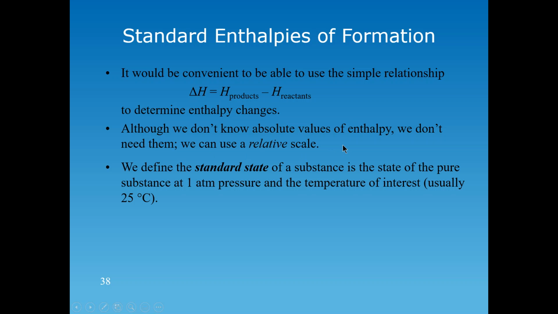And the relative scale is based on what we call a standard state for a substance, right? So first we have to define what the standard state of a substance is in this context. And here's the definition right here. It is a state of the pure substance at 1 atmosphere pressure and the temperature of interest, which is usually 25 degrees Celsius. And let me just say this.